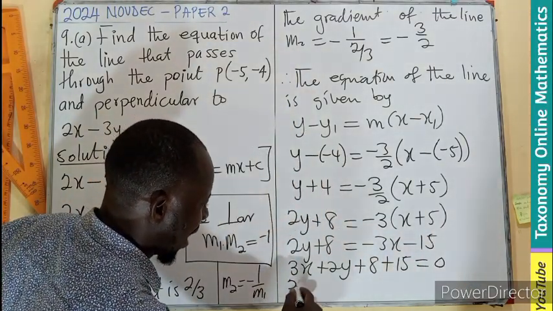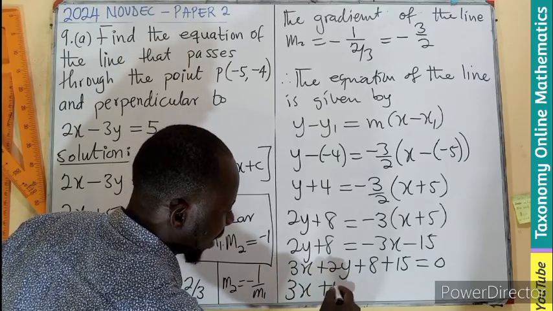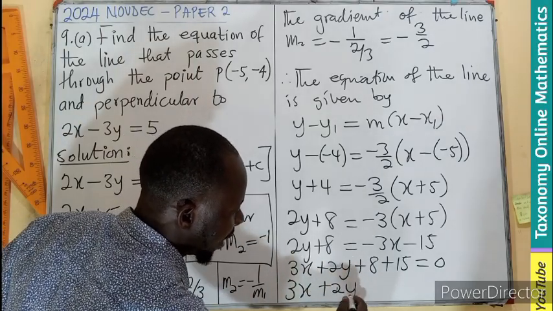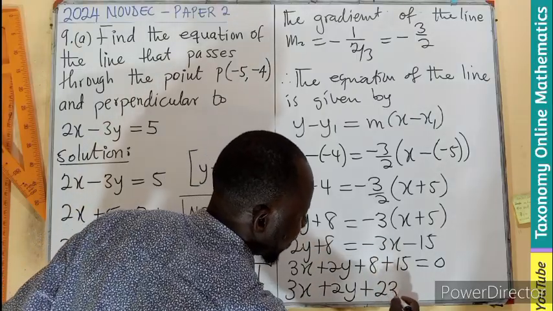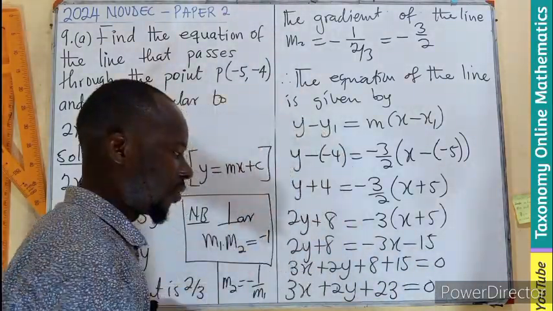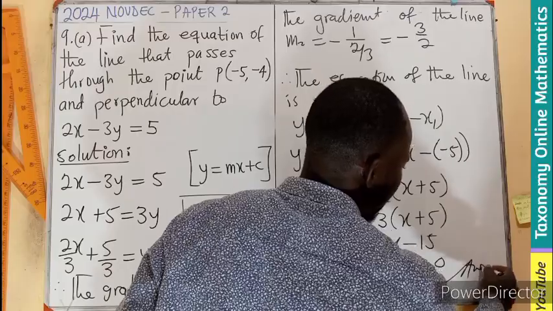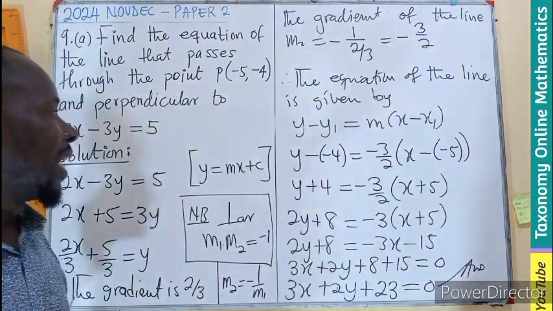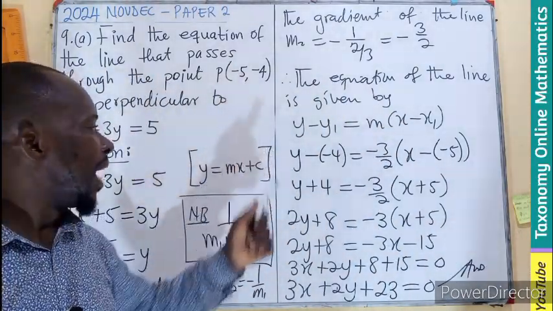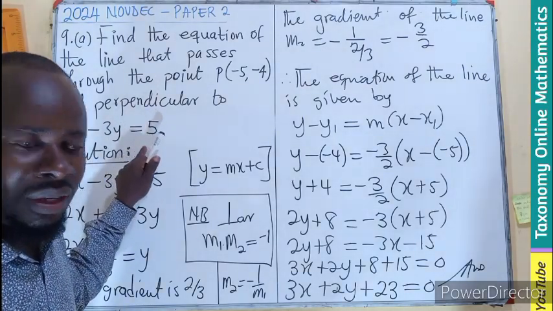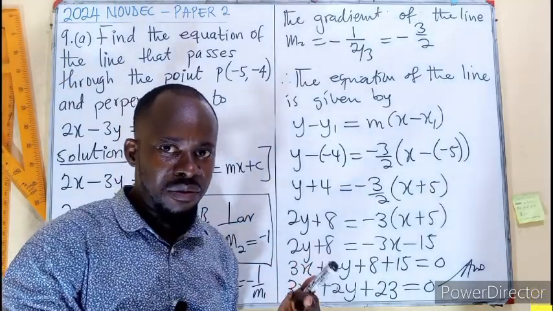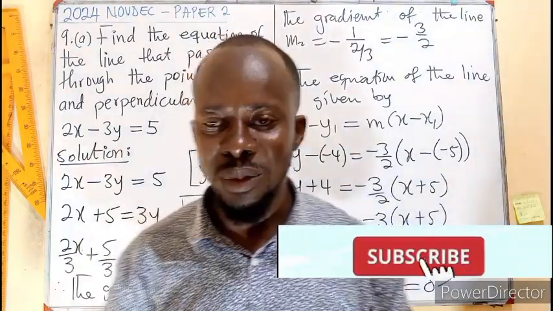So finally, I can combine my x term and my y term. The constant gives us 23, and it equals 0. So 3x plus 2y plus 23 equals 0 is the equation of the line that is passing through this point and is perpendicular to this particular equation. I'm sure the steps involved in this are understood by you.